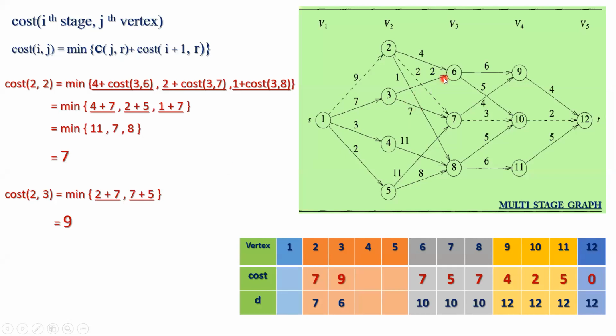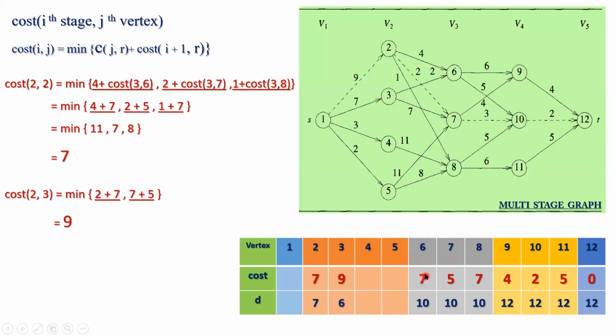This is 2 plus cost of 6, which is 7. Okay, 2 plus 7. Then here it is 7, because 3 to 7 is 7. What is the cost of 7 from the table? It is 5. 7 plus 5. For the cost, you just refer to the table because it is already calculated considering the future paths also.